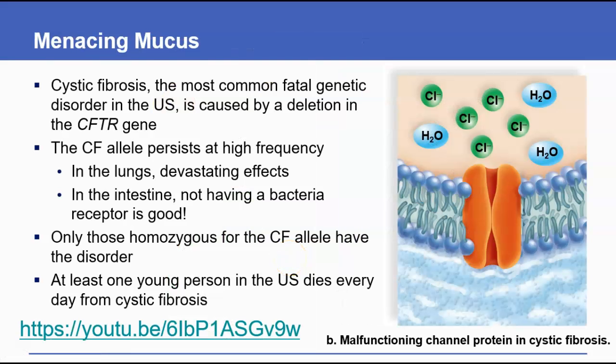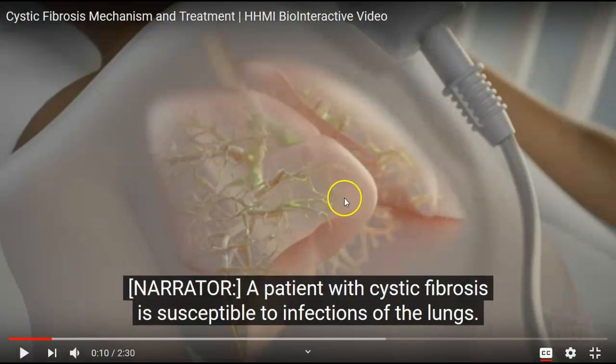So cystic fibrosis, I said, was an example of this recessive allele. Why cystic fibrosis is so tragic is because it is involving a mutation in a protein that's channeling chlorine outside of the cell. Cystic fibrosis is the most common fatal genetic disorder. I highly recommend clicking on this link and watching this video that's going to explain exactly cystic fibrosis.